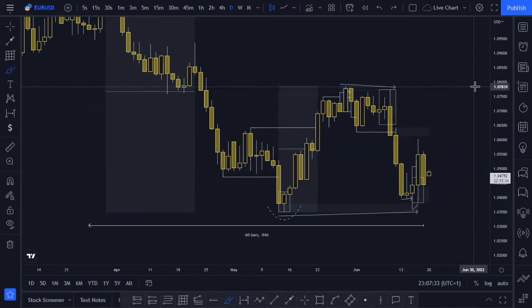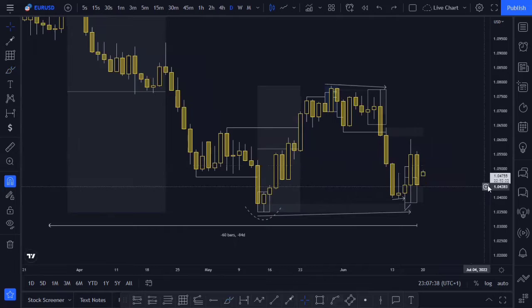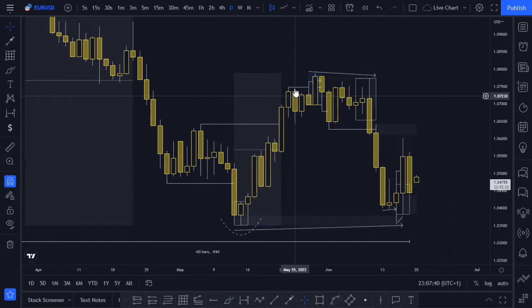So now on the daily time frame, still on the daily time frame, if you look closely, you see that we had some kind of range up here, like a range here.